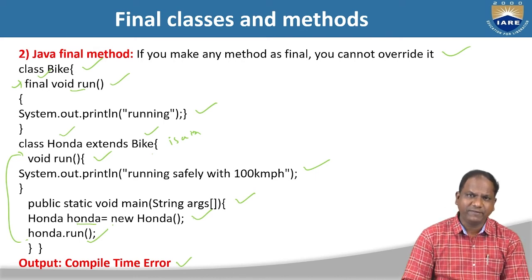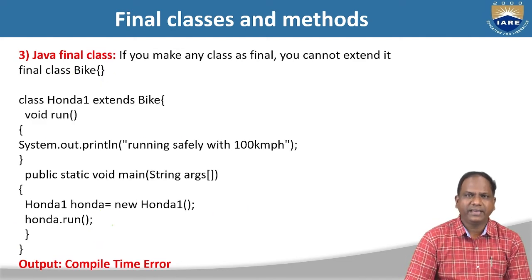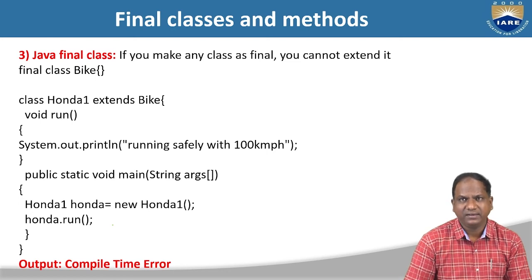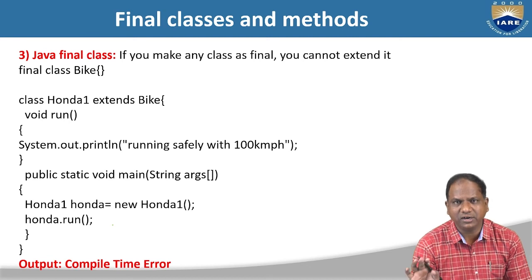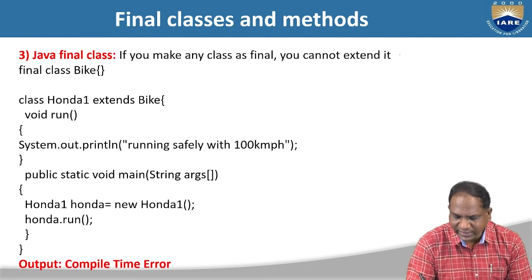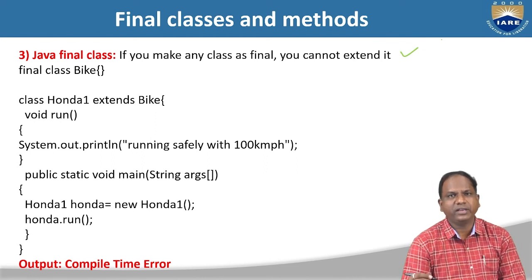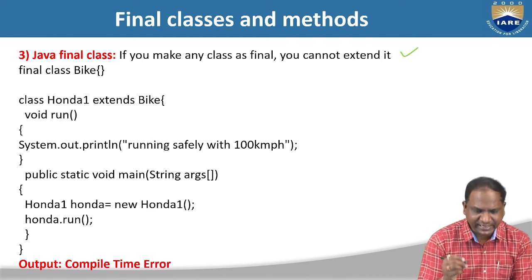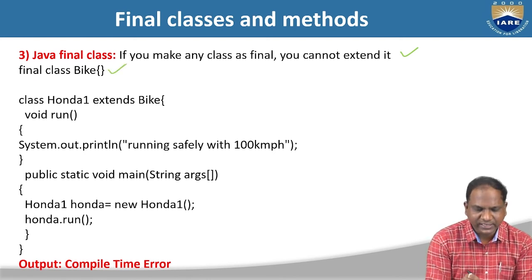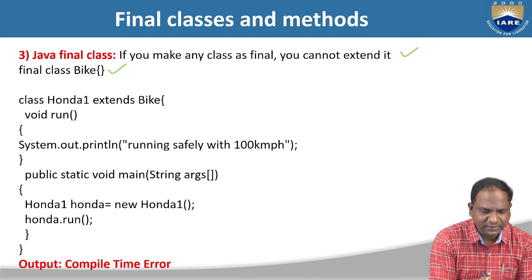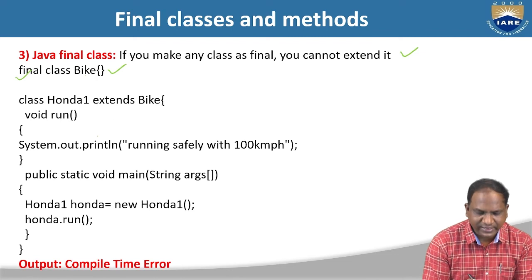The third and final usage of the final keyword is at class level. If you make any class a final class, inheritance is not possible, meaning you cannot extend it and you cannot create a child class. Take an example: final class bike. I made my bike class a final class. So when you declare a final class, the remaining statements are waste.